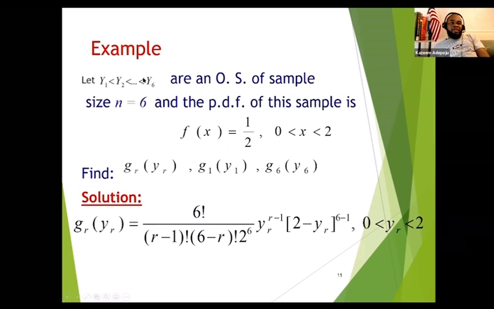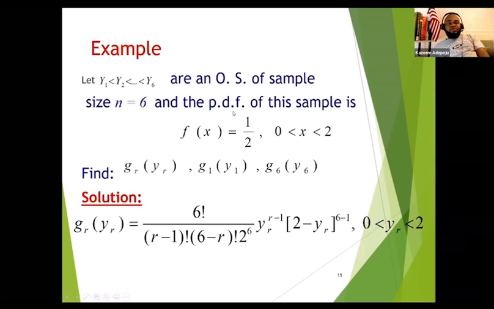Now I want to walk you through an example, where you have y1 less than y2 up to y6. It means this is already ordered. This has been ordered already, because the smallest here is going to be y1 and y6 is going to be the largest, right? How many variables do we have altogether? It means your n equals 6.